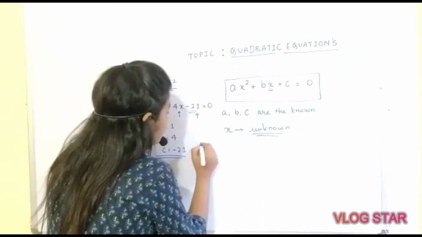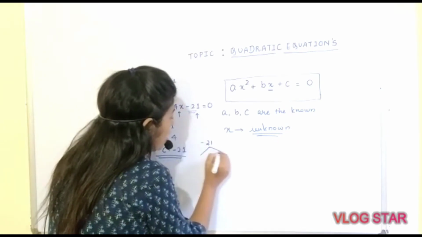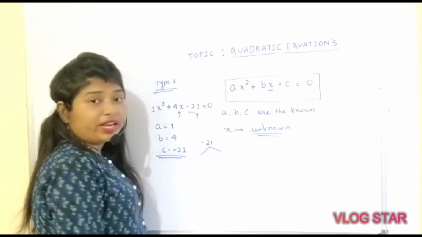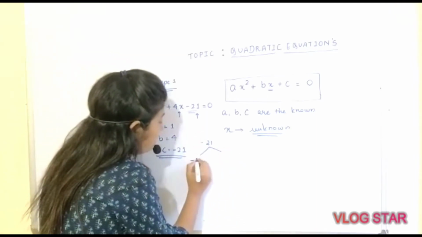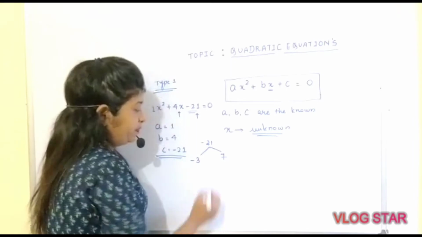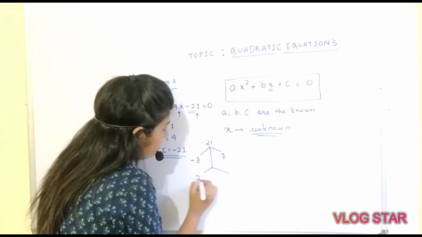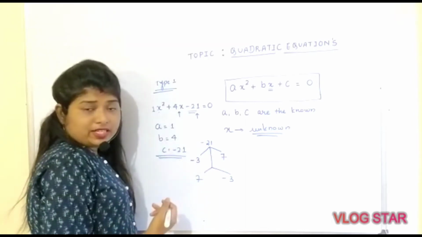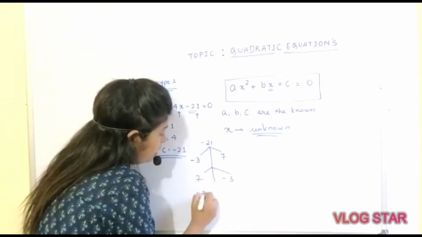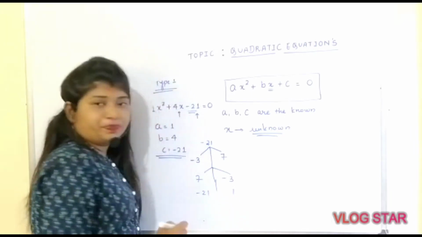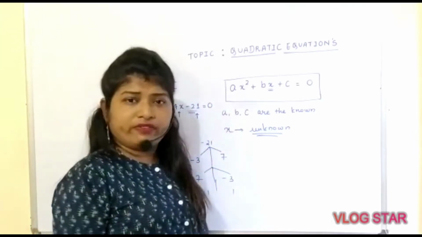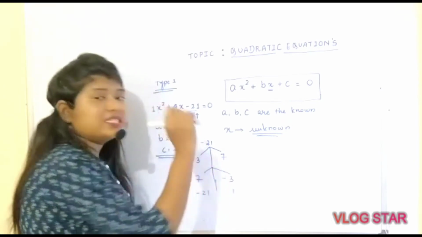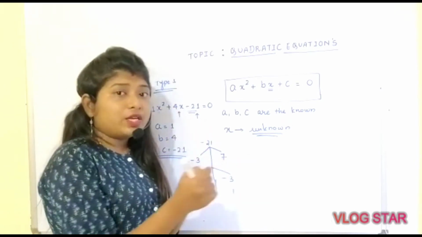So let's consider -21. You have to find the factors of -21. Will you be able to find the factors? Let's consider -3 into 7, then 7 into -3. Is there any other factor? Let's consider -21 into 1 or 1 into -21. Am I right? Now if I consider -3 plus 7, what answer will you get?